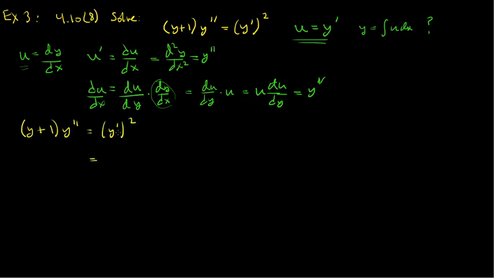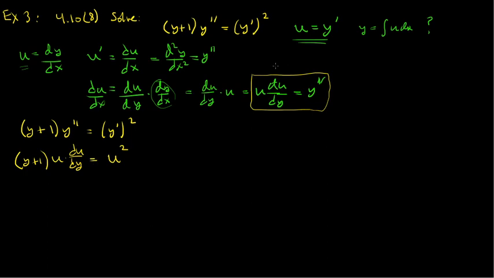So on the right side, we can change y prime to u, so this is just u squared. On the left side, we're going to keep the y plus 1, but we're going to write y double prime as u times u prime. Well, again, u prime is not, be careful. Maybe I'll just leave it as du by dy, because that's not u prime. U prime we're writing as du by dx. So the prime symbol here refers to the derivative with respect to x.